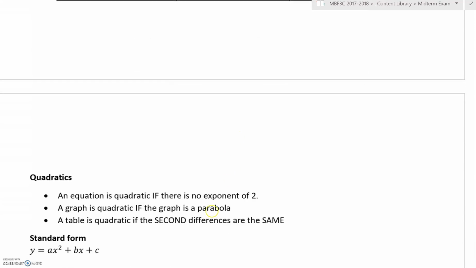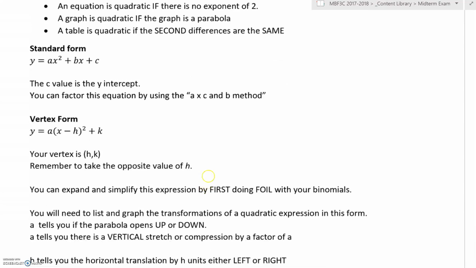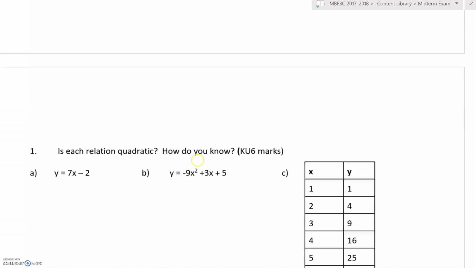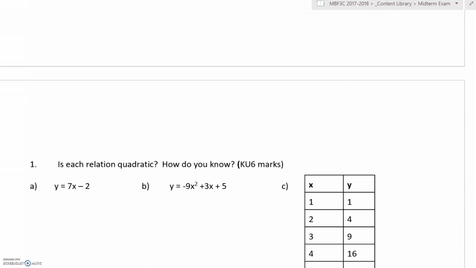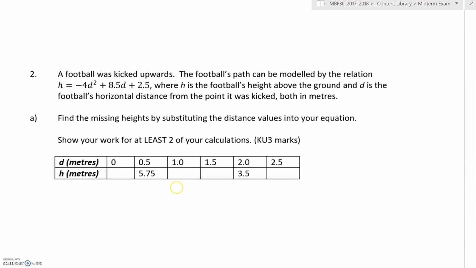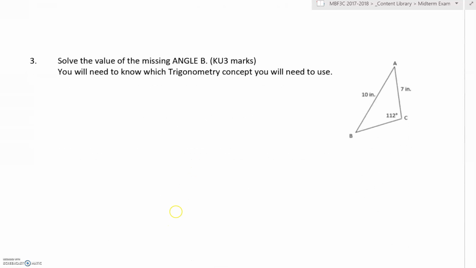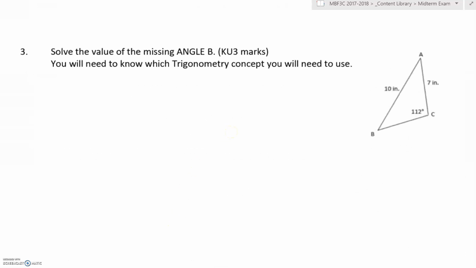So basically what I did for this review is I took questions and I went straight from it and I just changed the numbers. So if you're able to do the review, then you will be more than okay for the exam. So take the time to complete this review properly. I'm just going to do some quadratic stuff because Miss Wei can do some of the quadratic stuff with you.